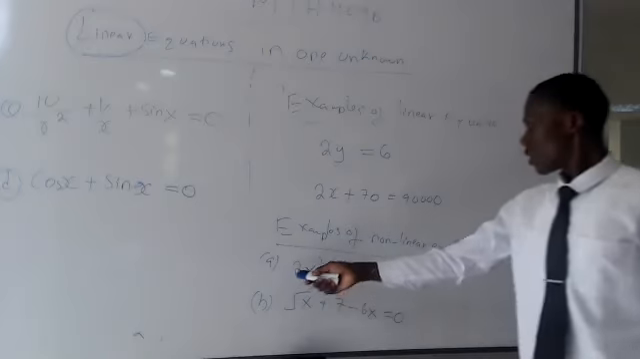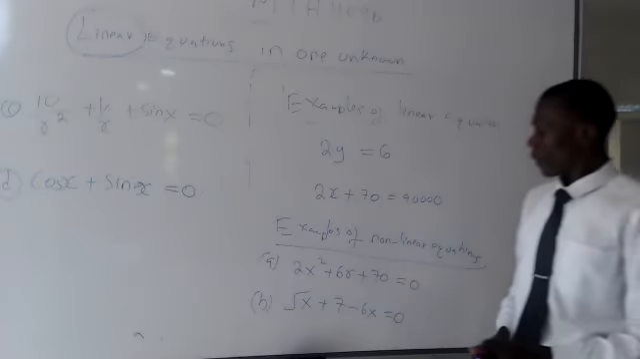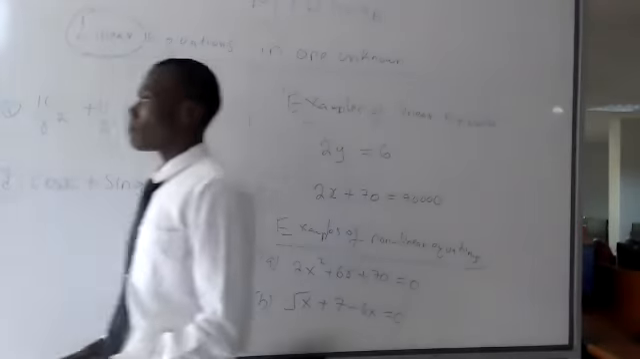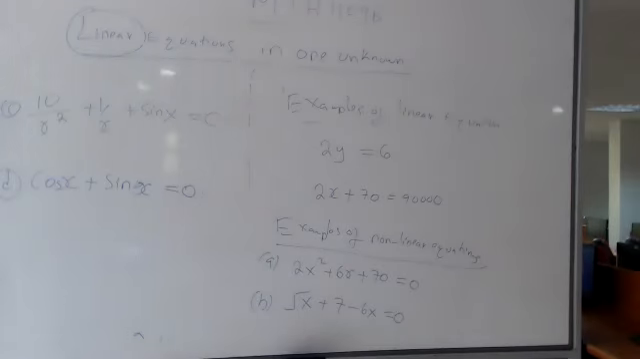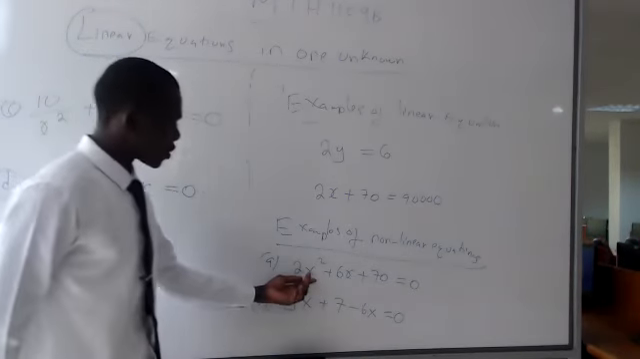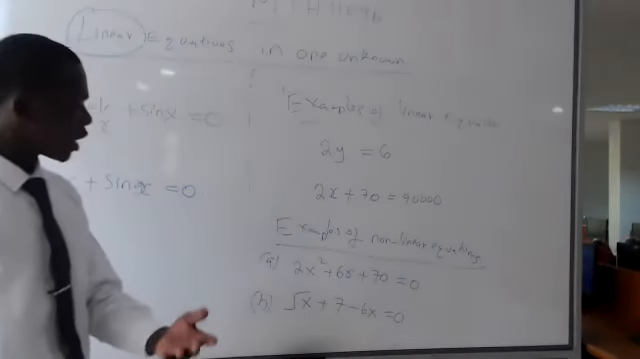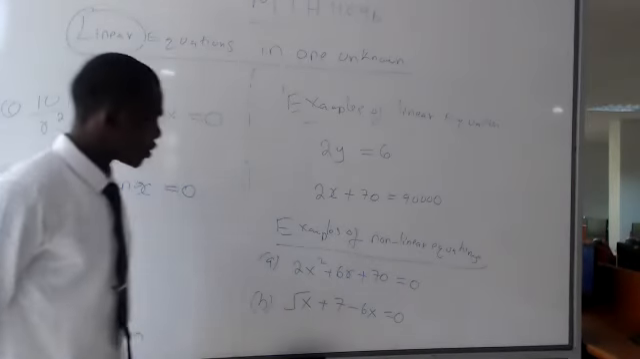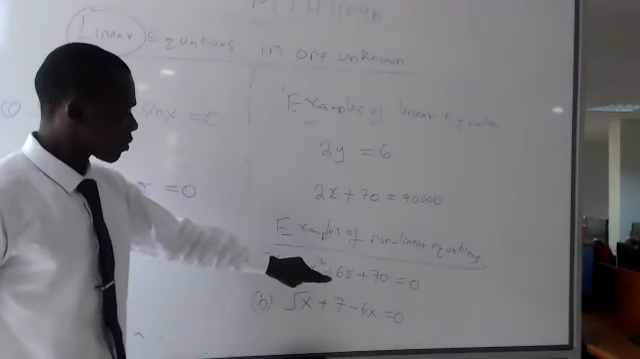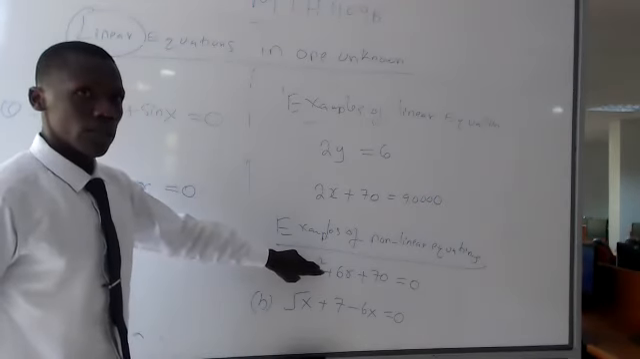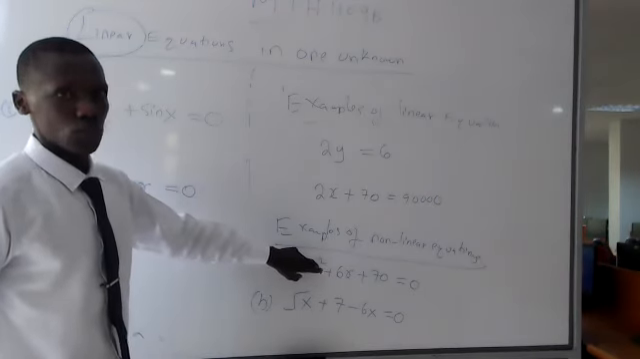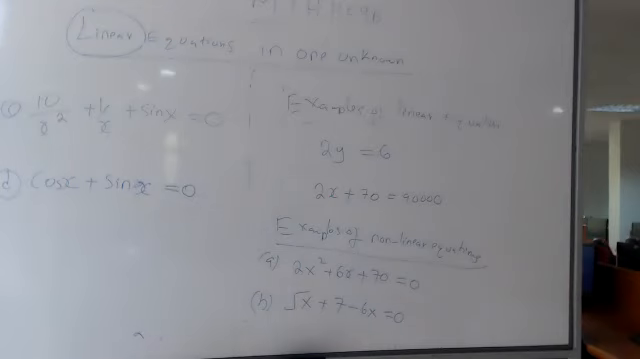So let's see. The first equation, A. Why is it nonlinear? The highest degree of x is not 1. It's power 2. Yeah, so this is a quadratic equation, and later we will see how to solve quadratic equations. So this is not linear because the highest exponent is 2. For linear equations, the highest exponent must be 1.